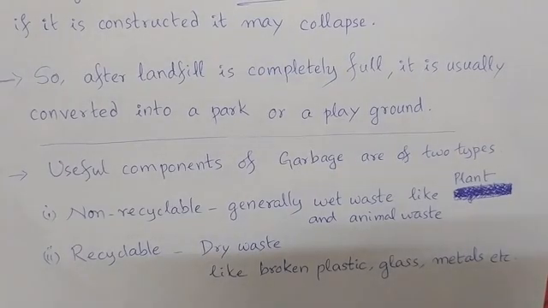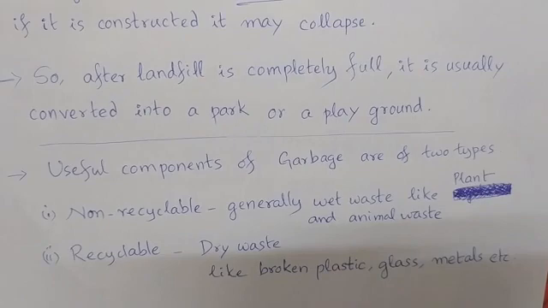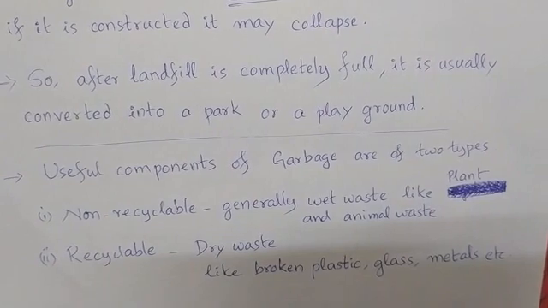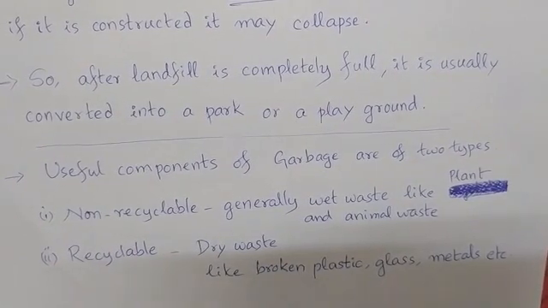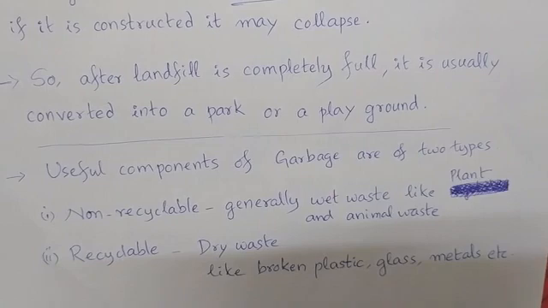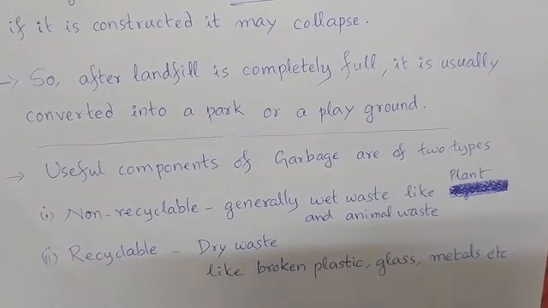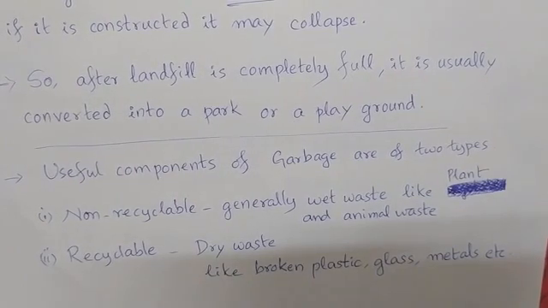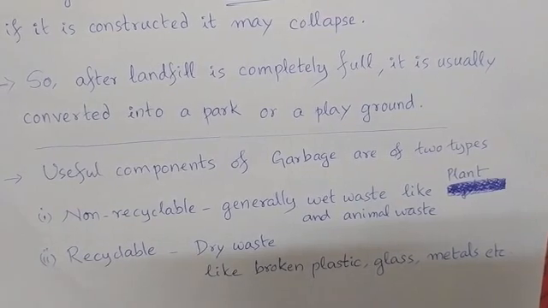We have discussed that the non-useful component of the garbage is used to fill the landfill. What about the useful components of garbage? The useful components of garbage are of two types. Number one, non-recyclable, and number two, recyclable. The non-recyclable materials from the useful components of garbage are generally what? Wet waste like plant and animal waste.